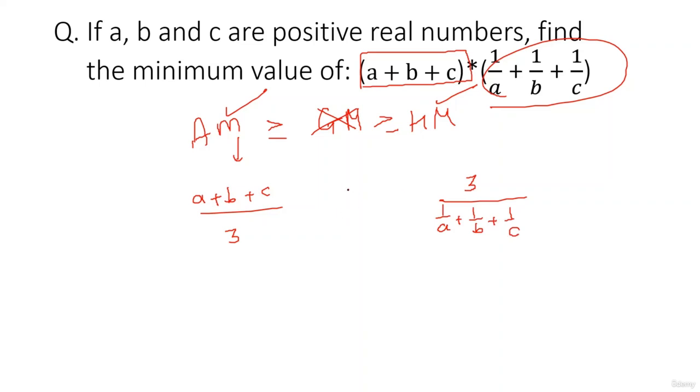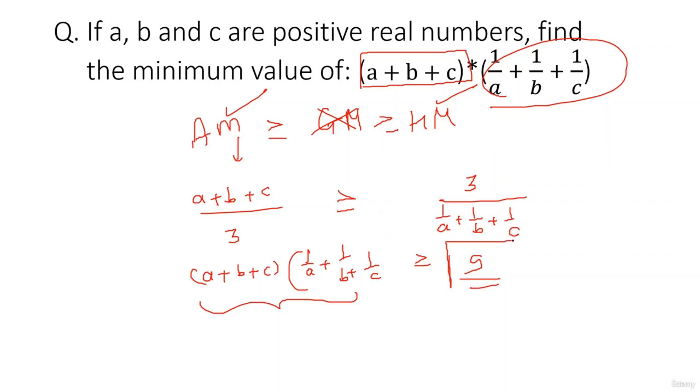As we saw, the AM is greater than or equal to the HM. So you cross multiply, and you will have a plus b plus c multiplied by 1 upon a plus 1 upon b plus 1 upon c is greater than or equal to 3 threes are 9. This means the product of these two terms is greater than or equal to 9. Hence, the minimum value is 9.